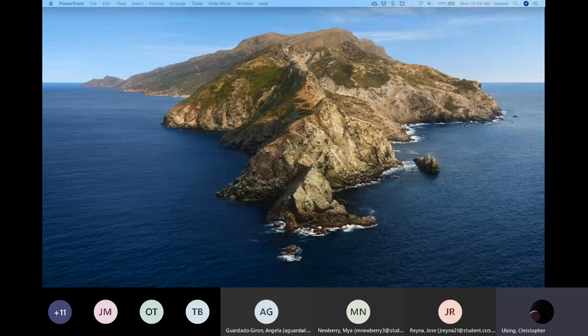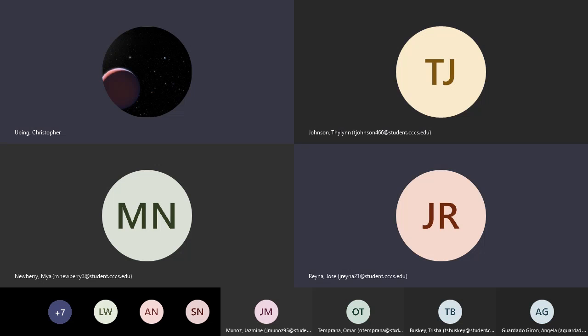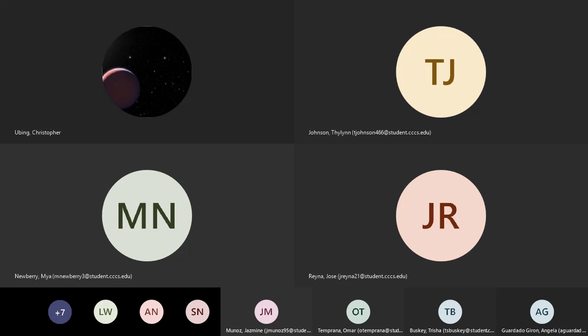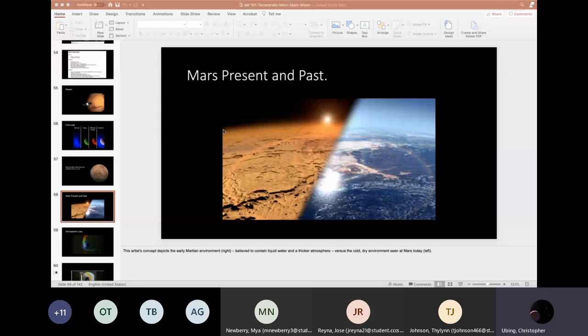We can't see. Are you casting something? Are you showing something? Oh, yes, I am, and I'm evidently not showing it to you. Okay. Ah, okay. Can you see it now? Mars past and present? Yeah. Okay. So that's what I was talking about. I apologize.